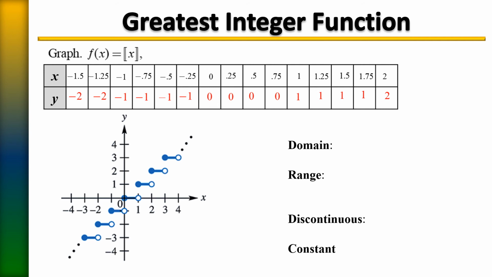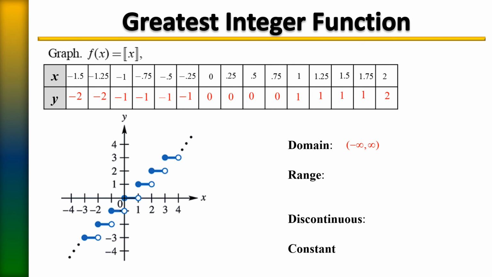So what is the domain of this function? We want to know how far this graph will extend to the left and to the right. The graph of a greatest integer function has a domain from negative infinity to positive infinity. You can put in any real number and get an output of an integer.